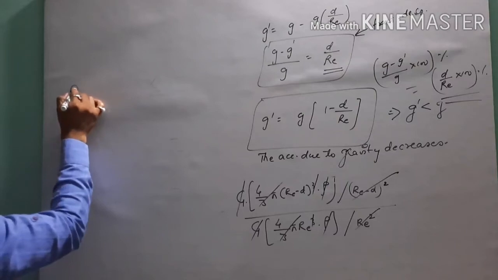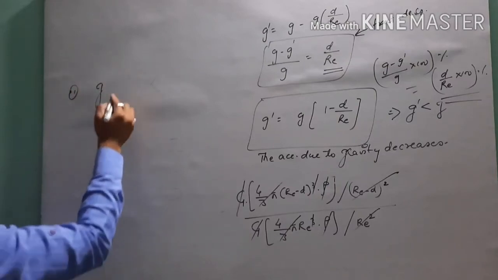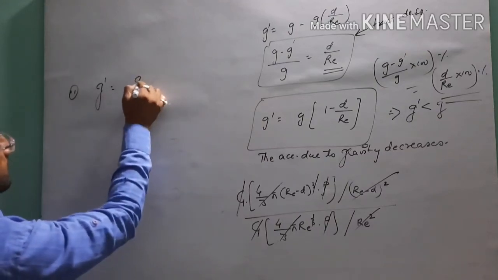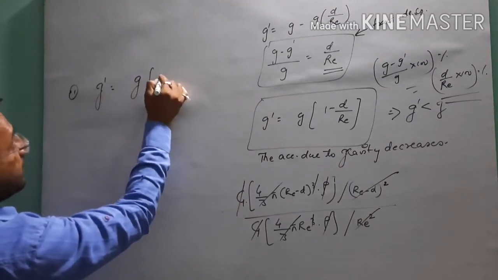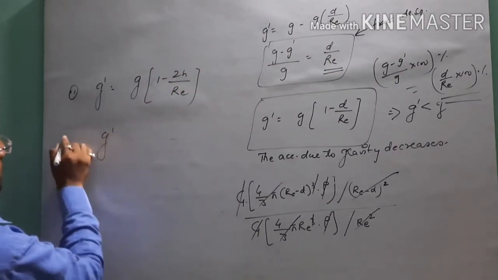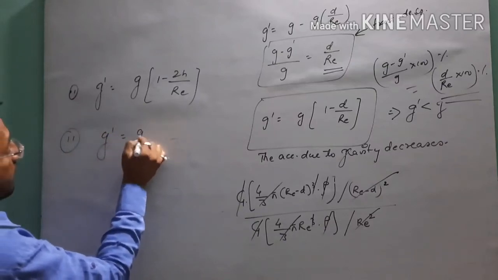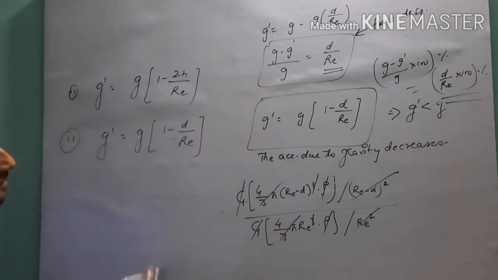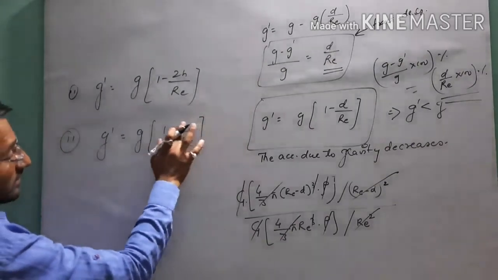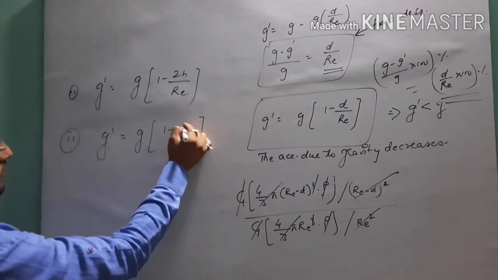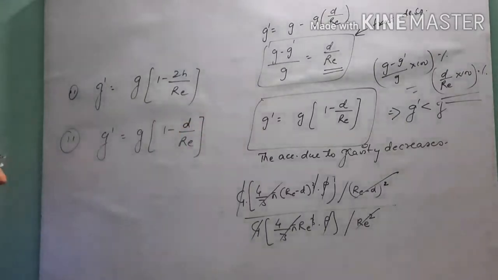Now I am repeating here. The first case which we have discussed is the effect of altitude. In the effect of altitude, the value of g dash is equal to g times 1 minus 2h by Re, and after that the value of g due to the effect of depth is g times 1 minus d upon Re. In some books, in place of d, you can see the value of depth is also h. So it depends on you what you will assume, d or h equals depth.